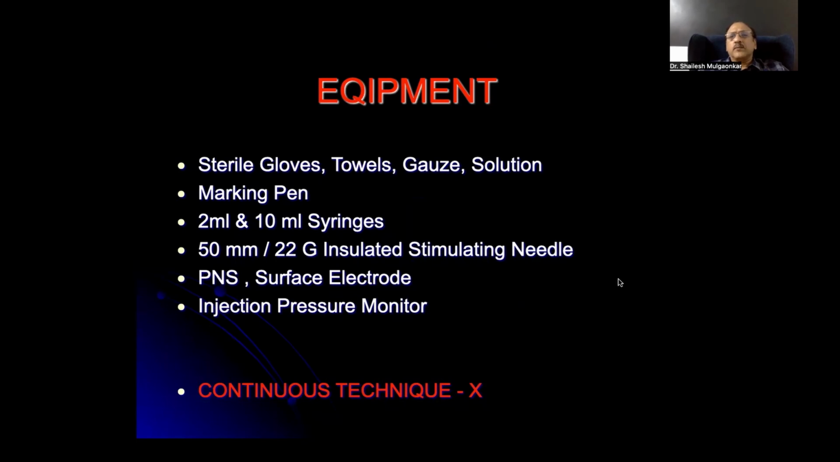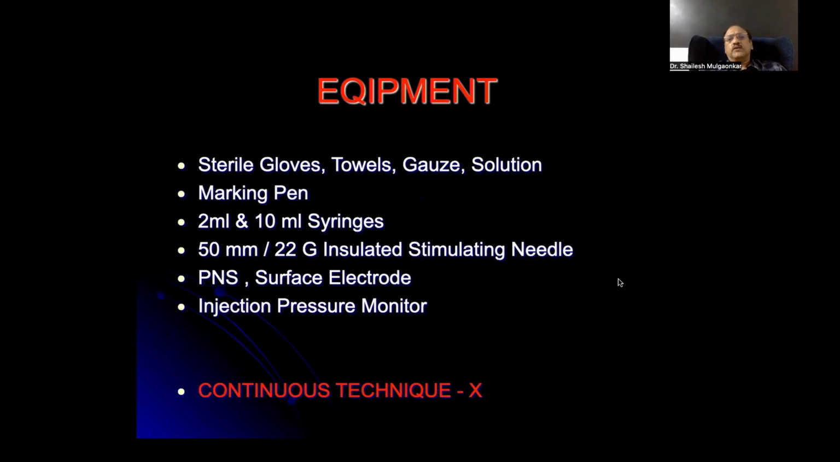Now, these are the standard equipment required for all the standard nerve blocks. Sterile gloves, towels, gauze, sterile solutions. You have to take proper aseptic precautions for all the nerve blocks. Then a marking pen, then a 2 ml syringe for local infiltration where you're going to poke the patient, then a 10 ml syringe for the main anesthetic agent which we are going to inject.